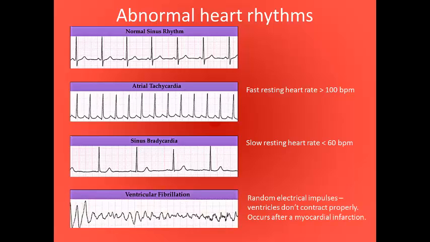This last one here is never normal. This actually can lead to somebody dying. It's called ventricular fibrillation. It's where random electrical impulses go over the heart. The ventricles cannot contract properly, and if this isn't corrected within a few minutes, then this person won't survive. It usually occurs after a myocardial infarction. The only treatment for this is to use a defibrillator, which is the electrical gadget that you see on Casualty and other programs like that, which restarts the normal rhythm.